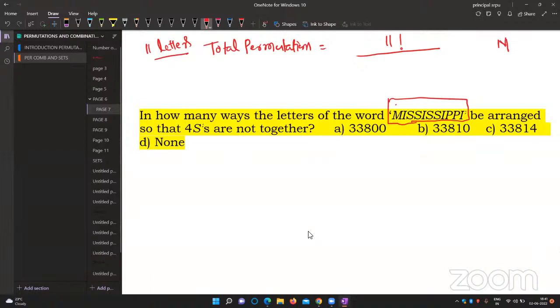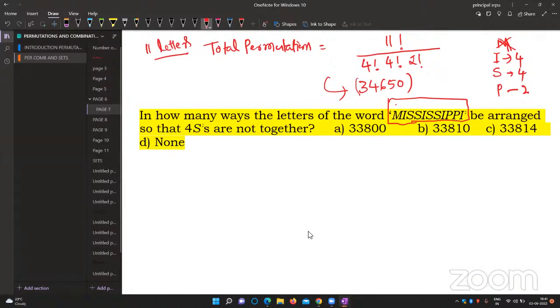M is not repeated, leave it. I, how many times? First check it out. I: 1, 2, 3, 4 times. Next, S is also 4 times repeated. Next, P is 2 times. So in the denominator it can be written as 4 factorial into 4 factorial into 2 factorial. I have already calculated this answer: 34,650 you will get. Just a minute, try to understand. So this is the total permutations.